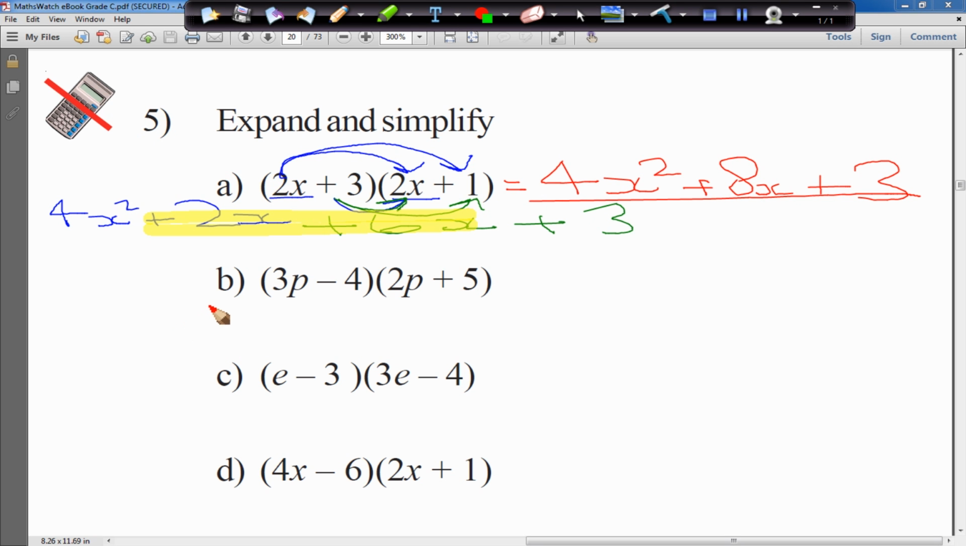Okay, so whether you have one letter or a letter and a number, it doesn't make any difference. We do exactly the same practice. I'm going to do one more question with you now, and then I'm going to let you do some yourself. Okay, let's have a go at question C.